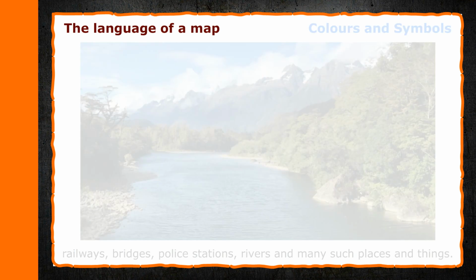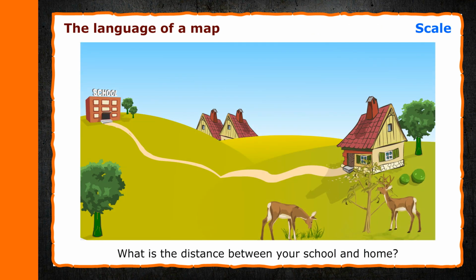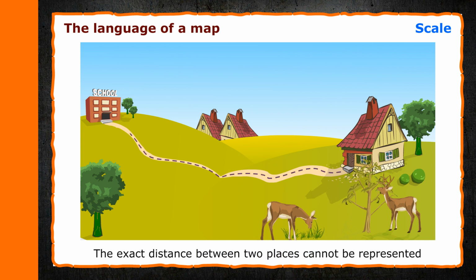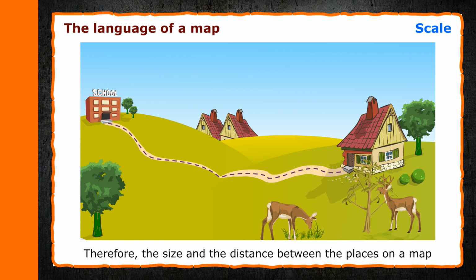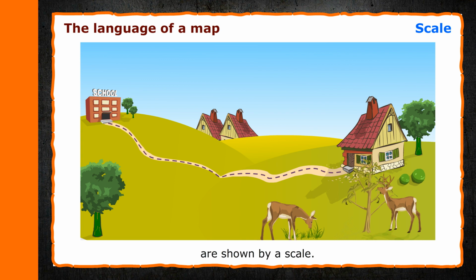Scale. What is the distance between your school and home? Is it the same as shown in the map of your area? No, it is not. The exact distance between 2 places cannot be represented on a small piece of paper. Therefore, the size and the distance between the places on a map are shown by a scale. Maps are drawn to scale. A scale is the ratio between distance shown on a map and the actual distance on the ground.